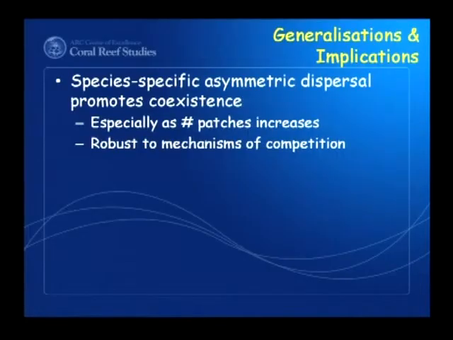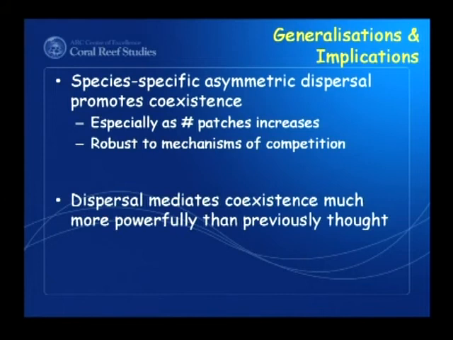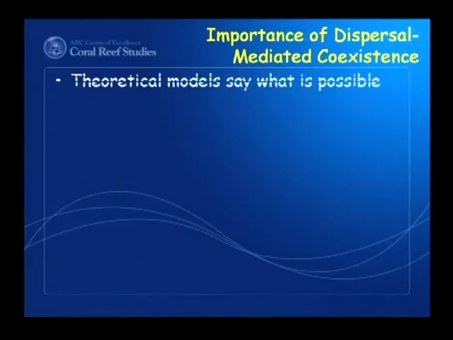That gets easier and easier and easier the more patches there are in the habitat. And this is even if there's no environmental variability among the patches. So there's no niche partitioning in this model. This result also appears to be robust to different ways in which we can characterize competition for space. And what it tells us is that dispersal mediates the maintenance of biodiversity much more powerfully than previously thought.